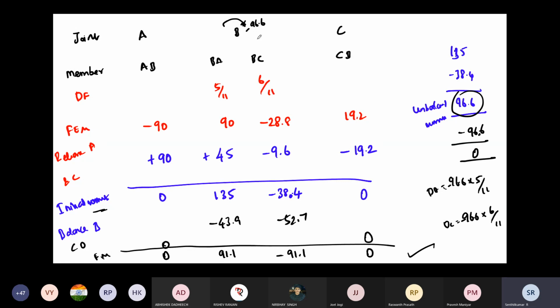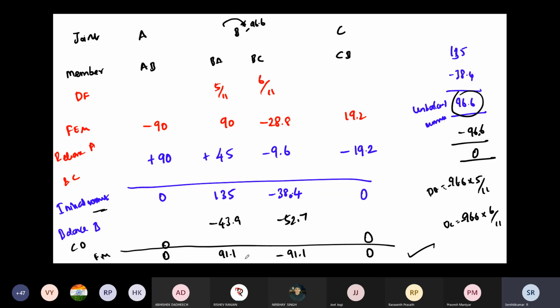So what is the meaning? We are applying some moment at joint B. We have two members, so that moment has to be distributed in these two members. How will it be distributed? Based on the distribution factor. So I distributed it. Then we are inducing the moment at BA. Whenever you induce some moment, it has to carry over to the other end. So what about here? 0. What about here? 0.